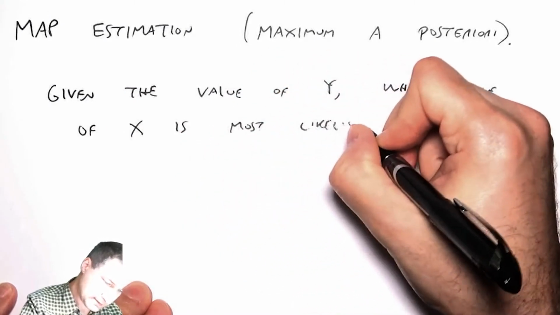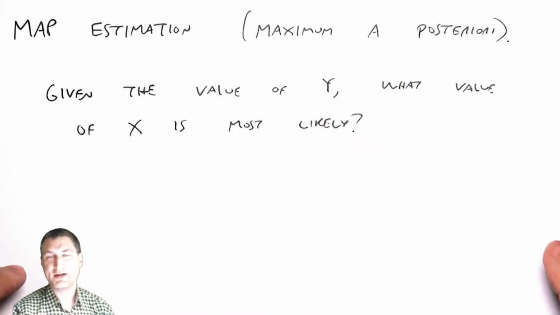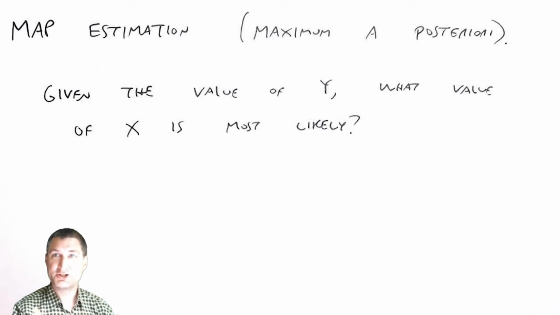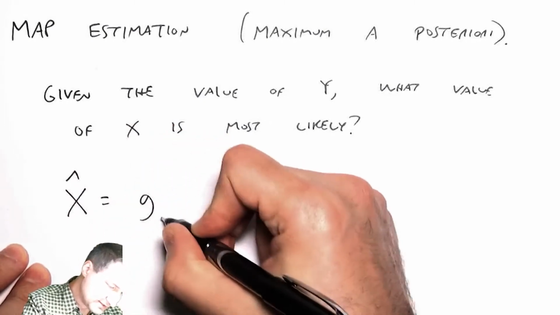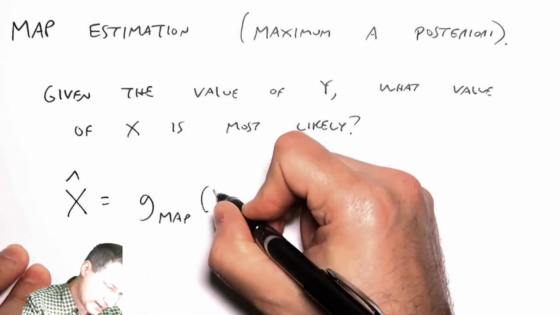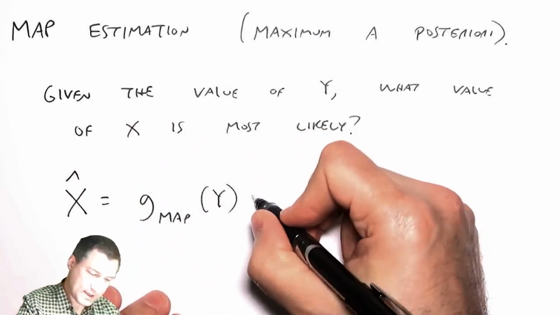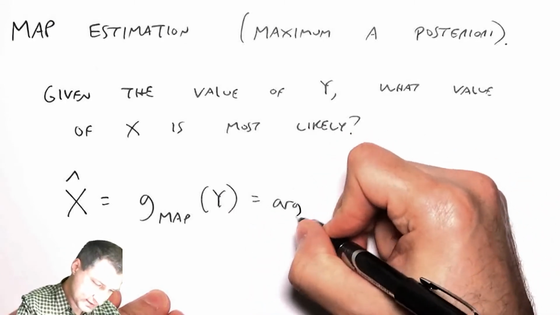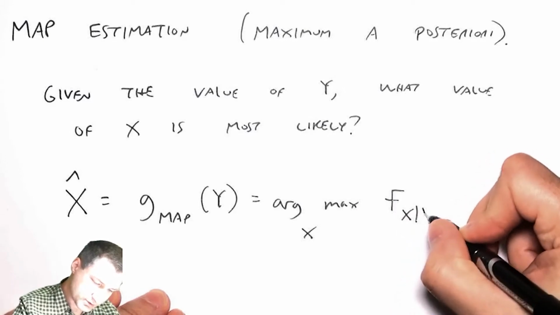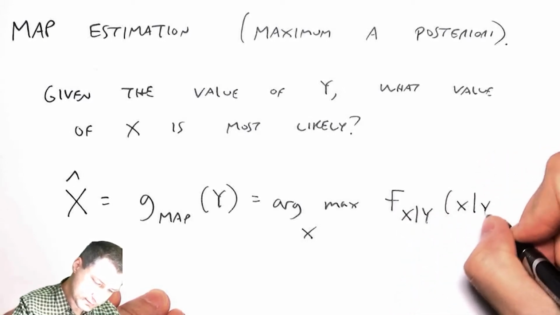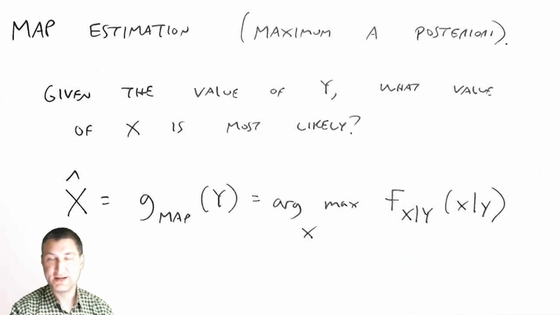Saying this in a different way, we're going to use the conditional probabilities that we talked about a while back. The estimate I'm going to get is a function of y, g sub MAP, and that is the x that gives me the maximum conditional probability of x given y. I tell you y, so it makes sense to find the x maximizing that, given that I know y happened.